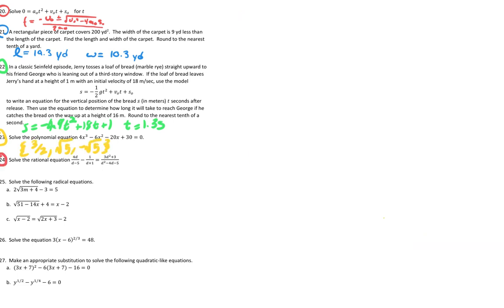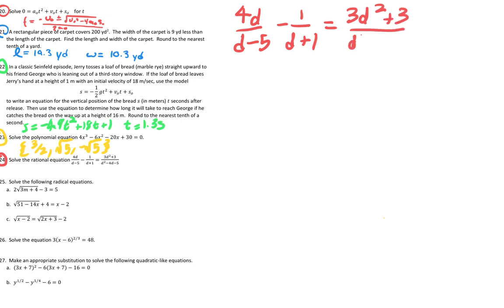So we want to solve the rational equation of 4d over d minus 5 minus 1 over d plus 1 is equal to 3d squared plus 3 all over d squared minus 4d minus 5. Okay, so my first thought when I see this is I want to add these two fractions together over here, and to do that we want to find the most common denominator, or least common denominator. So it's going to be d minus 5 times d plus 1.